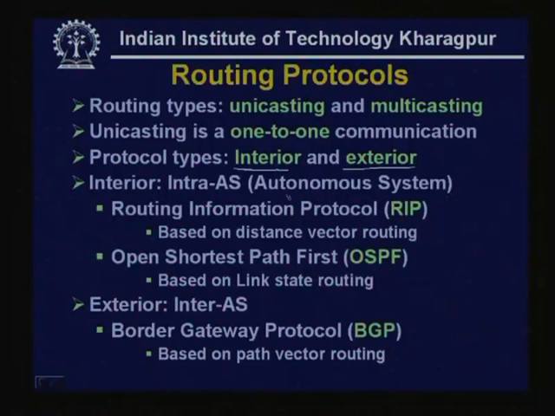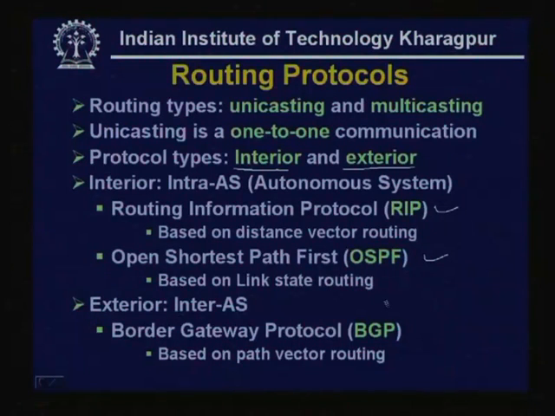So, the communication within the autonomous systems can be performed with the help of two protocols known as Routing Information Protocol (RIP) and Open Shortest Path Protocol (OSPF). Routing Information Protocol is based on distance vector routing, and Open Shortest Path Protocol is based on link state routing, which we have already discussed in detail while discussing the routing techniques.